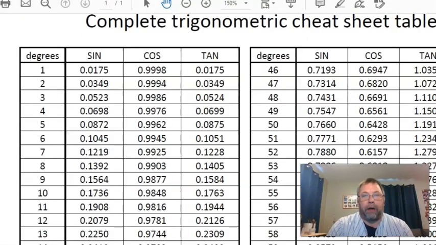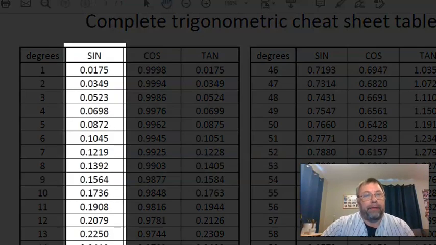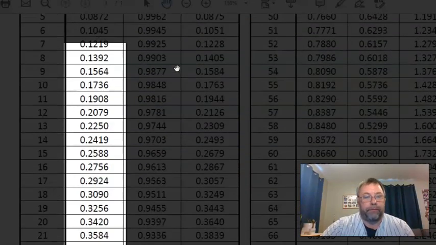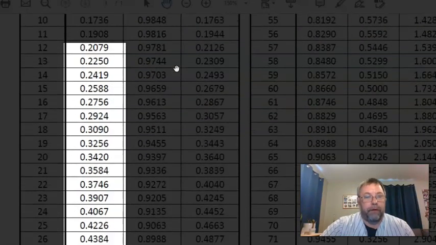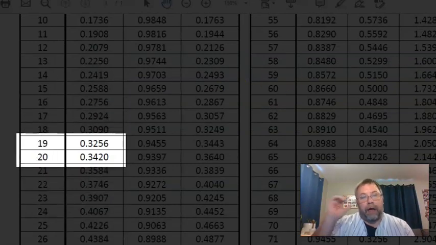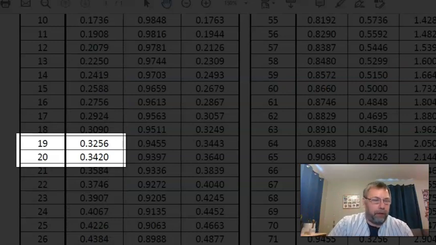to it. So here we are on my cheat sheet. I am only looking at the sine column, and I'm going to start at 1 degree, very small number here, 0.0175, and I'm going to keep scrolling until I get to 0.3333 or something close to it. Now I'm going to stop right here because I think I've found it. I found the two numbers that are surrounding it. I see 0.3256 and I see 0.3420.